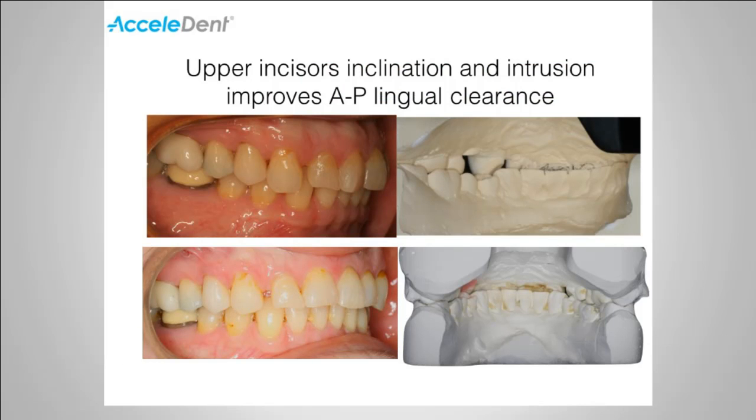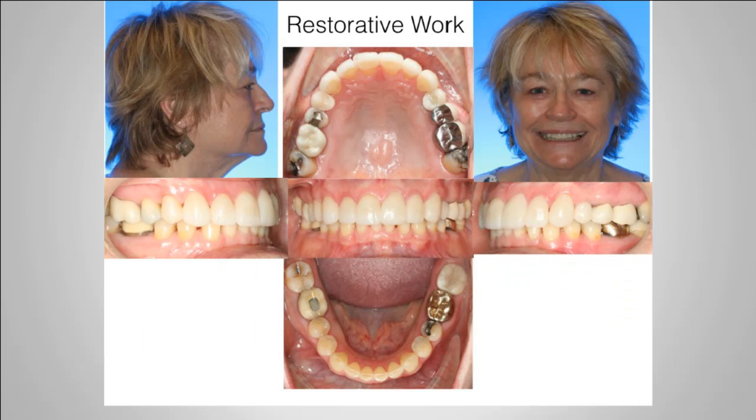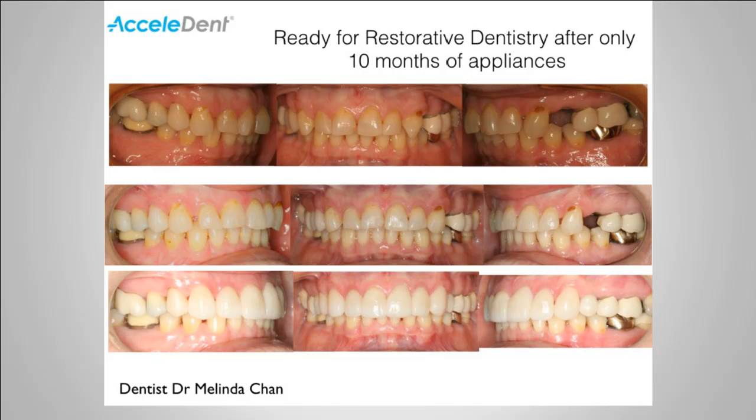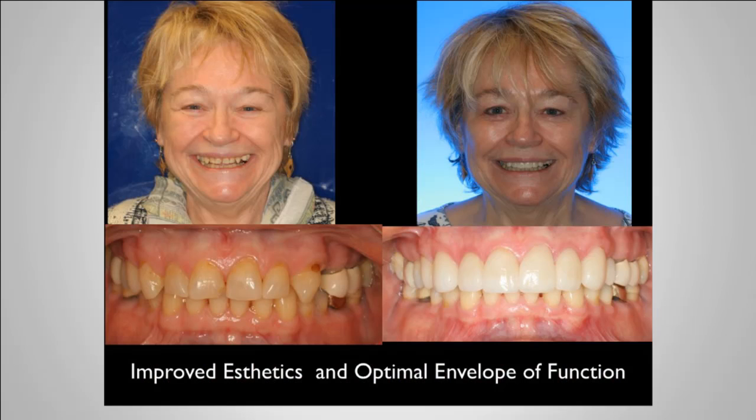You can see the clearance on the lingual of the upper anteriors, and now the restorative work. It only took 10 months to get ready for restorative work, opening the bite, getting the tooth proportions, and then following up with the restorative work. Genetics and optimal envelope of function.